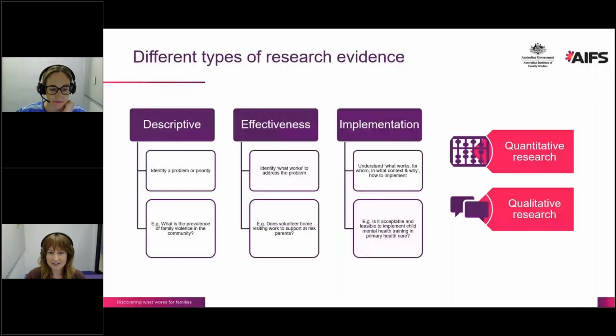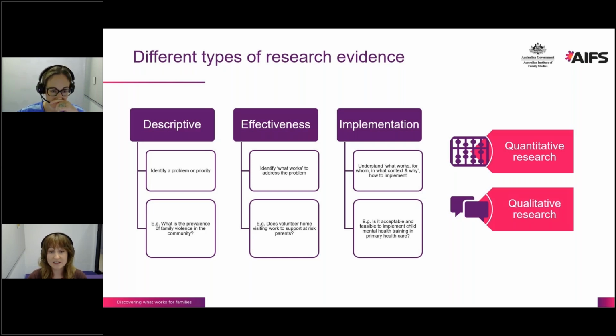Great. So on the slide, you can see a summary of the different types of research evidence. The first one is descriptive, and this research evidence looks at how to identify or understand a problem or priority. An example of this might be research that looks at how common is domestic and family violence in a particular population or in a particular community.